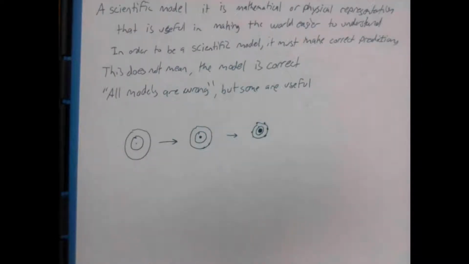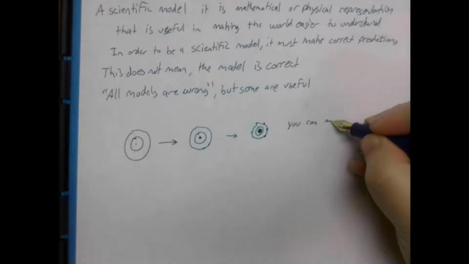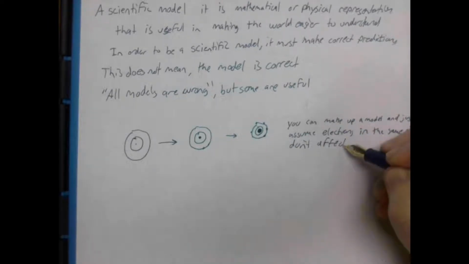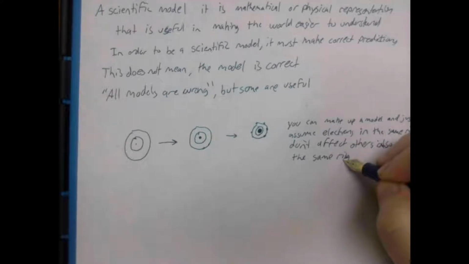If you want to use the Bohr model to help you understand, you can make up a model and just assume electrons in the same ring don't affect other electrons also in the same ring, or orbit.